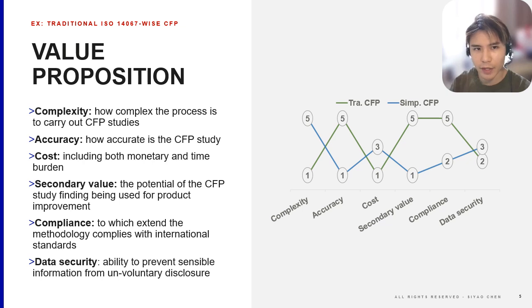Then secondary value, which defines the potential of the CFP studies being used to further improve the environmental aspects of the product. Knowing that an informed decision must be based on a solid basis, on this attribute the traditional way also has more value than the simplified way. In terms of compliance, of course, the traditional robust solid way will be compliant with more international standards by nature, so it has a higher score than the simplified way.